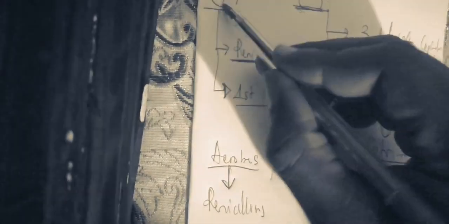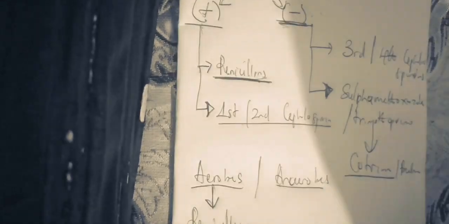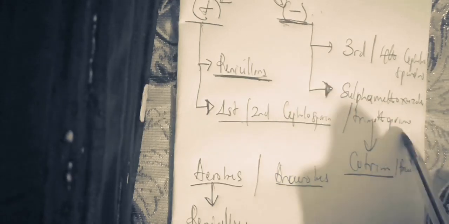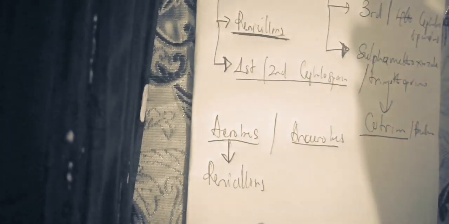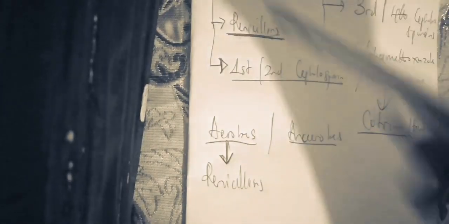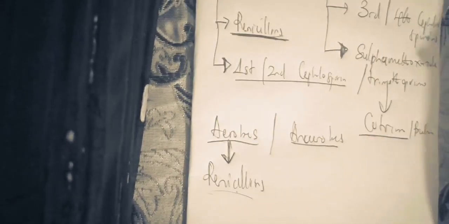Whether they are gram positive or gram negative, their gram positive factor makes them targeted by penicillins and the first and second generation cephalosporins, and their gram negative factor makes them targeted by the third and fourth generation cephalosporins and sulfamethoxazole-trimethoprim. But you need to know that the aerobic factor makes them targeted by penicillin. So gram positive aerobes and gram negative aerobes are going to be targeted by penicillins.